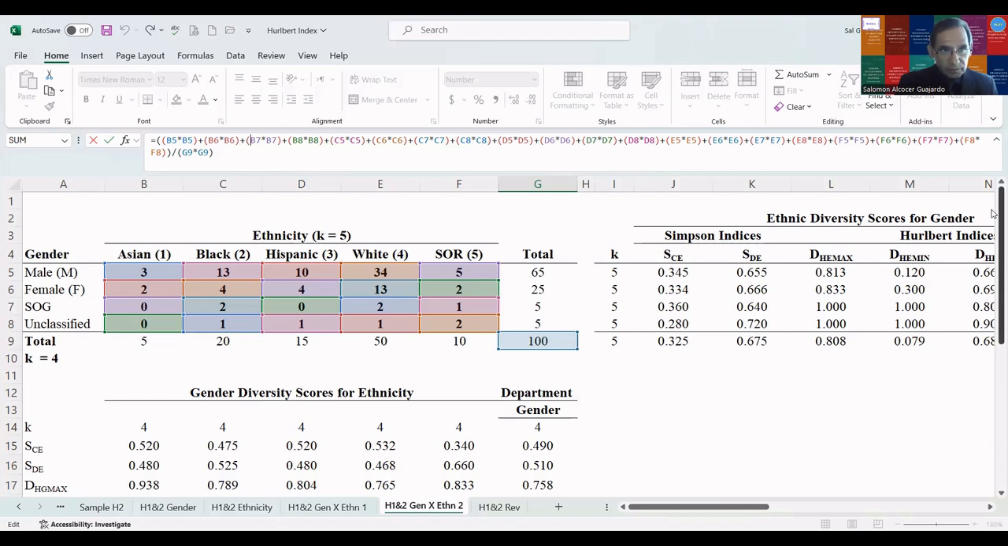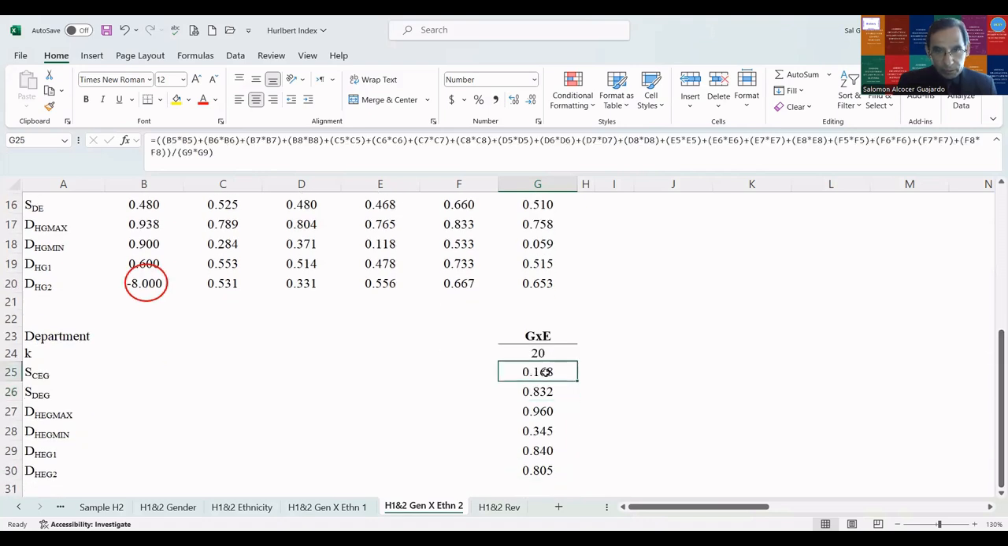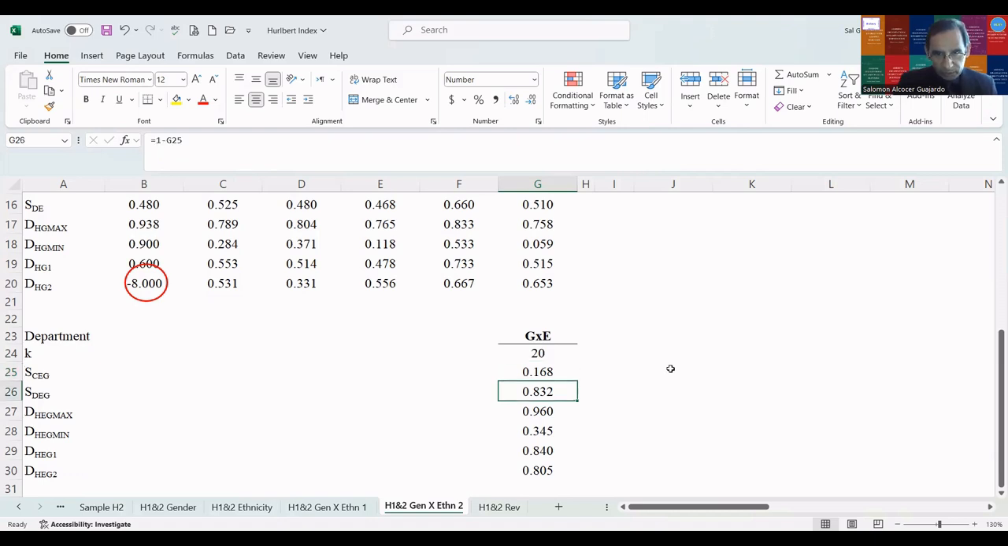And recall that when you use frequencies, you have to divide that by the total number of individuals in the organization times the total number of individuals in the organization. So in this case, it's G9 times G9. So that's 100 times 100. That gives me the Simpson concentration score of 0.168. Again, if I subtract that from 1, that gives me the Simpson diversity score of 0.832.